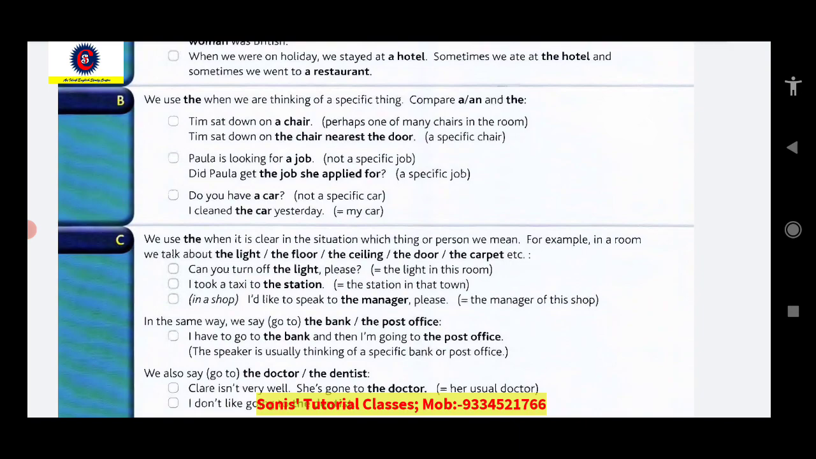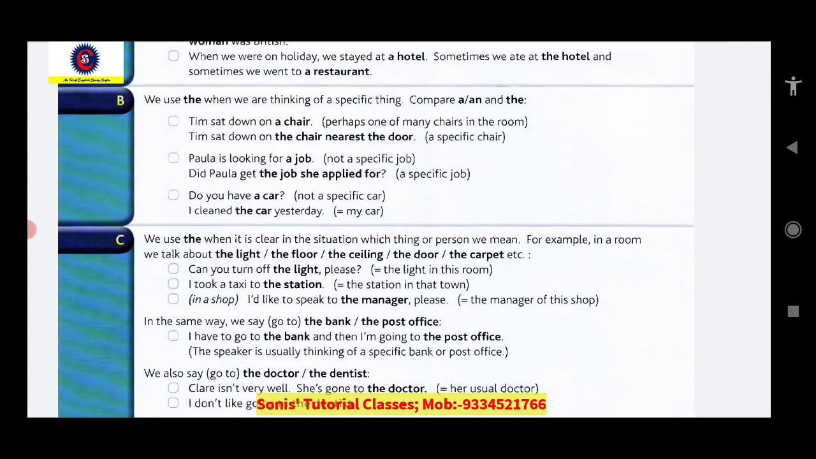For example, in a room we talk about the light, the floor, the ceiling, the door, the carpet, etc. Why? Because we know which light, which floor, which ceiling, which door, or which carpet we are talking about. So in the room, if we are sitting, we can say, can you turn off the light, please? It means the particular light that is in that room. I took a taxi to the station, a specific station in that town.